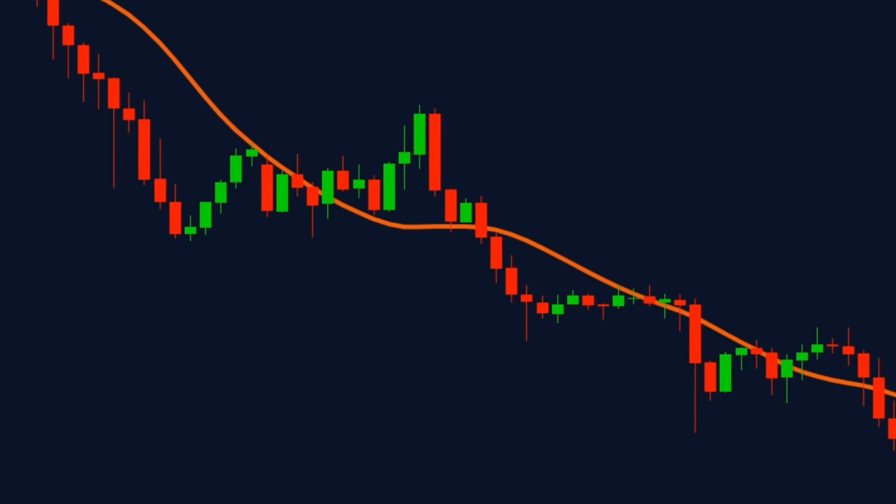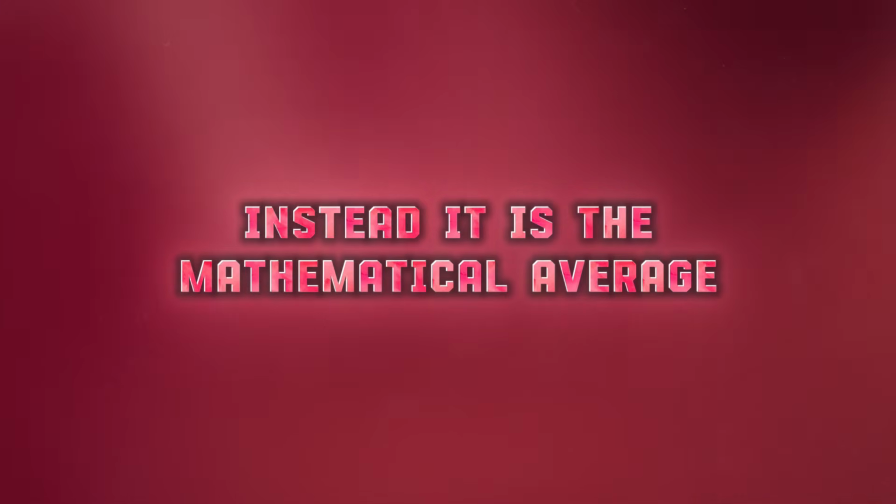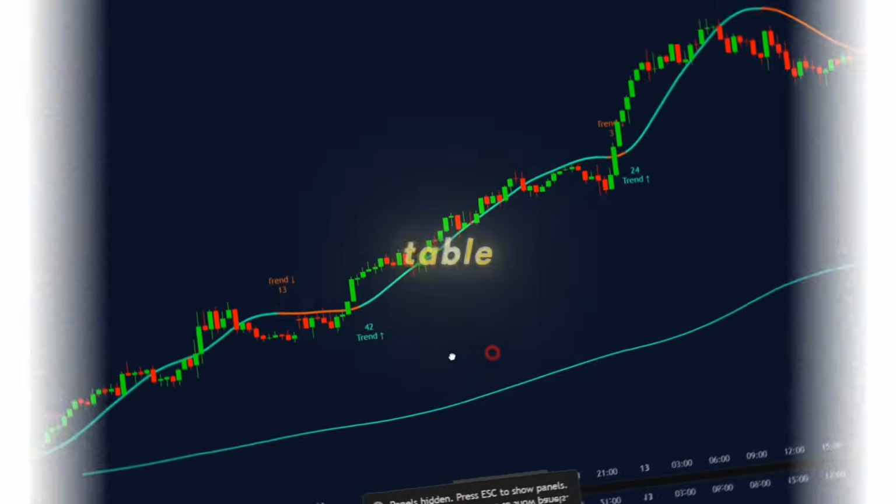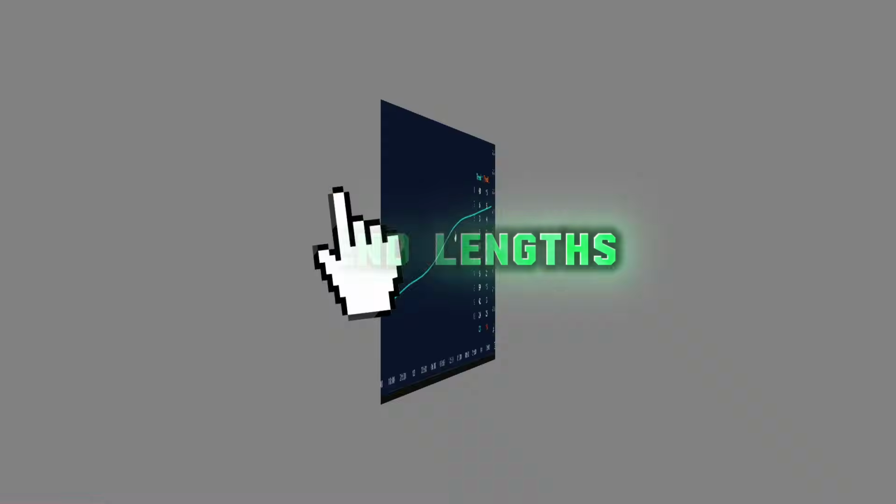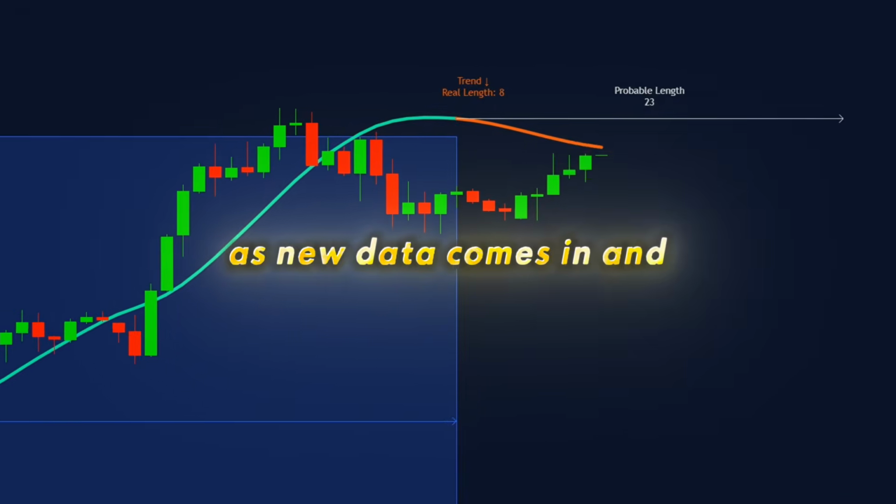So, if we are currently in a bearish trend, for example, this forecast isn't just guessed out of thin air. Instead, it is the mathematical average of all the numbers in that table. The average of the past 10 trend lengths is what is used as the baseline forecast for the next move. As new data comes in and the average changes, the indicator updates to give you a dynamic prediction. It is that simple, yet that powerful.